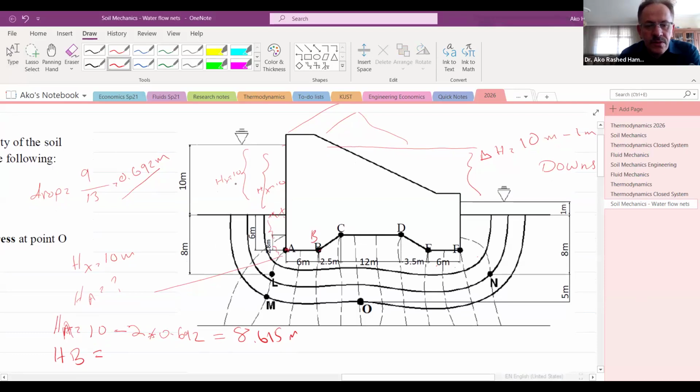You have to follow the rule that the pressure at B is equal to the pressure at this level. The pressure at this level is how much? Answer, please.